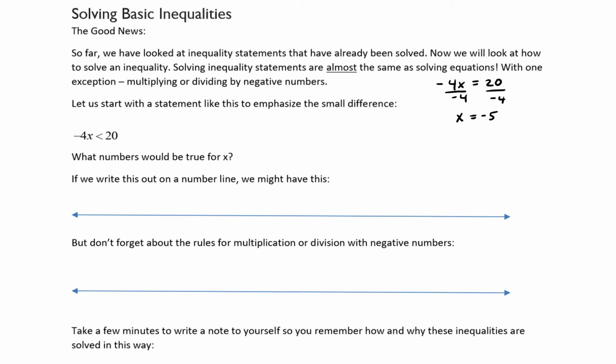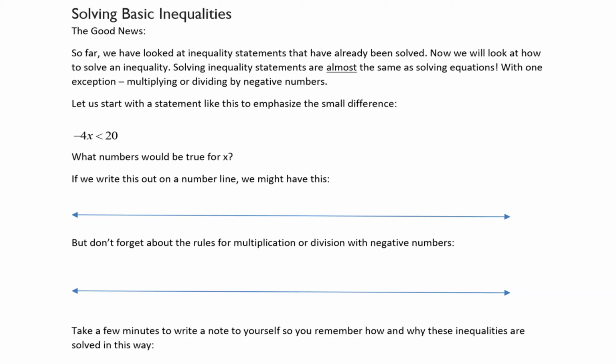So notice that there's only one solution to that equation. There's only one value of x that will make the left-hand side of the equation equal to 20, and that value is negative 5. But now we have a bunch of different possible values in our solution set because there's a lot of different numbers that are going to make the left-hand side of the inequality less than 20. Let's see if we can test some numbers out and figure out some values that work.